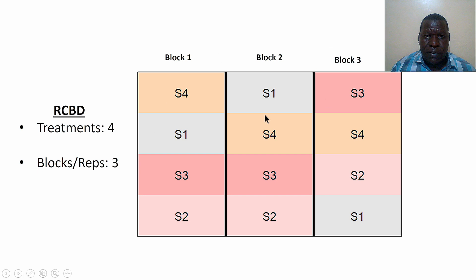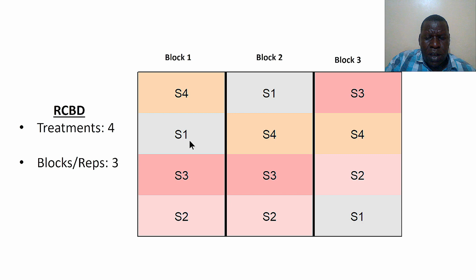We have blocks here. For instance, here we have 3 blocks and we have 4 treatments. In each block, we have 4 treatments. All these treatments are here in all the blocks. Therefore, blocks are said to be complete. And blocks are randomized. As you can see, the arrangement of treatments here is different from block 2 and 3. This is because of randomization. Therefore, in RCBD, blocks are randomized and complete, and that's where the name came from, randomized complete block design.